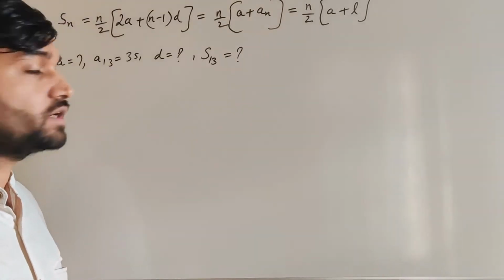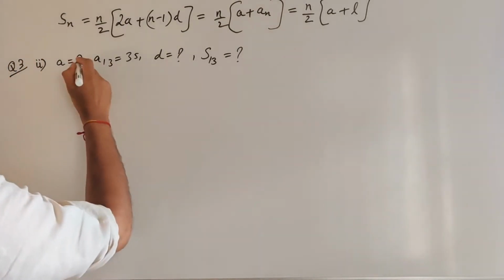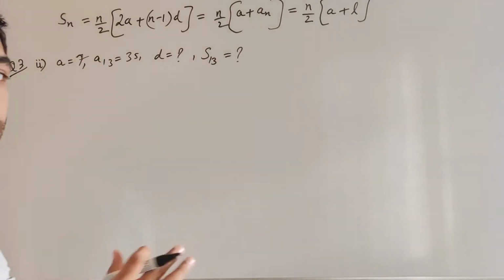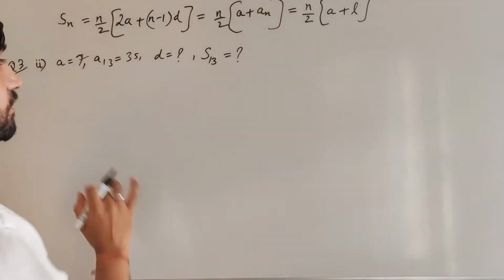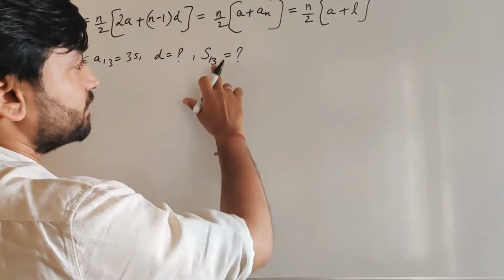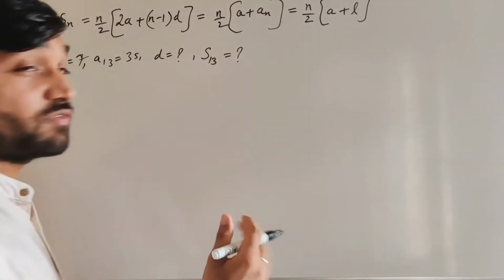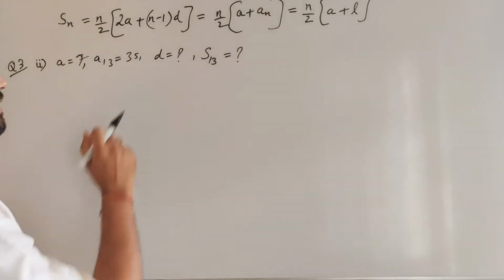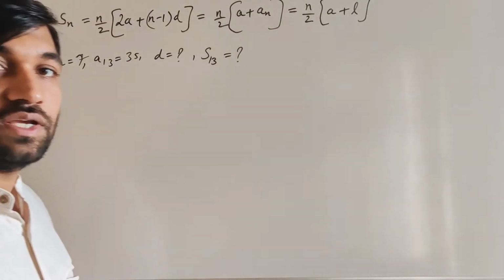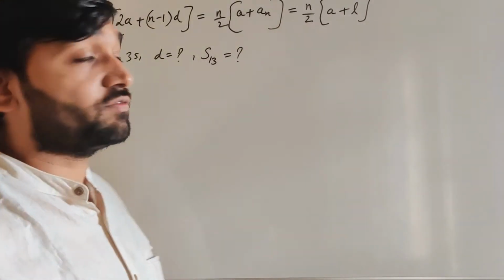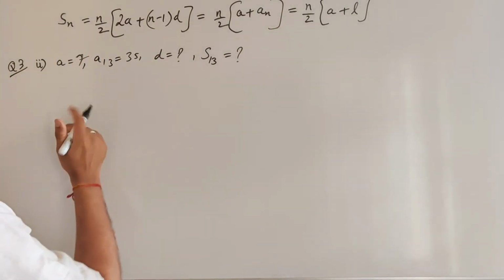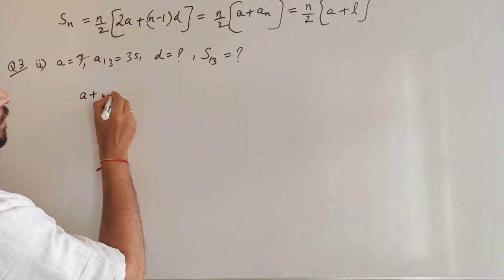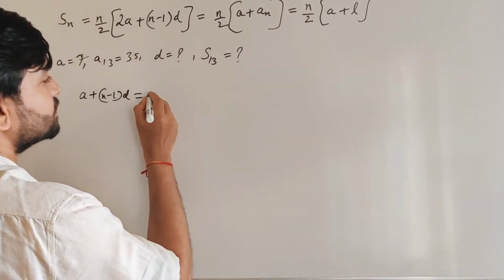Okay. So the second part, we know the a value as 7 and the 13th term, a13, meaning the 13th term, is given as 35. They are asking to find the common difference value and S13, the sum of the first 13 terms. So a13 is given as 35. a13 is like an, and we know the an formula, a plus n minus 1 into d. So we'll use that formula here, a plus n minus 1 into d is given as 35 here.